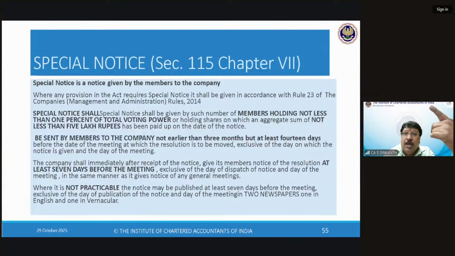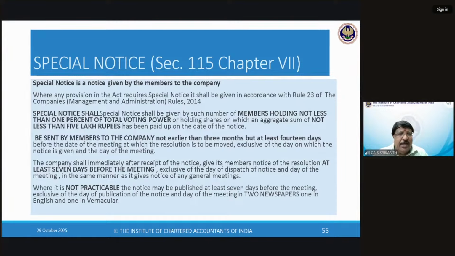It is sent by the members to the company not earlier than 3 months, but at least 14 days before the date of the meeting. So minimum 14 days before the date. You need not wait for the AGM notice. You know that A is the auditor. This time I will take care of that fellow. No problem. So you send your special notice 3 months before, or at least when you get the AGM notice.